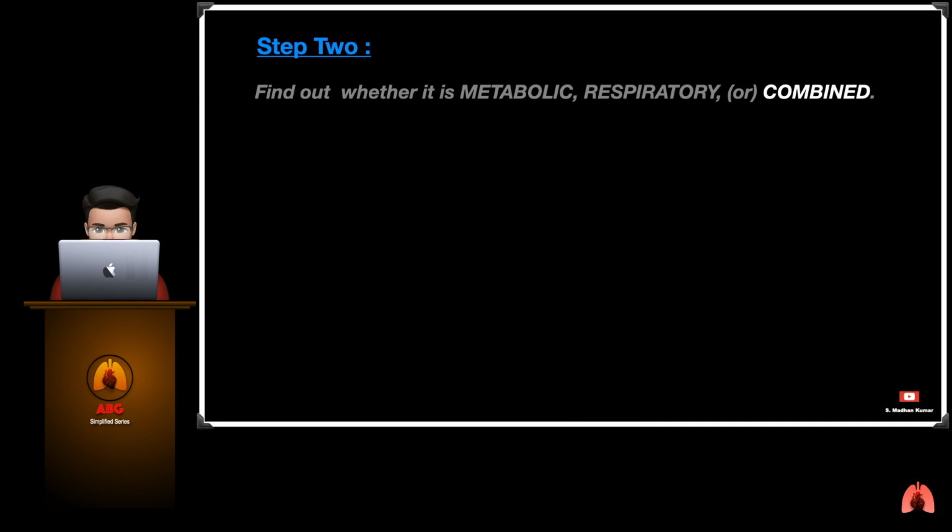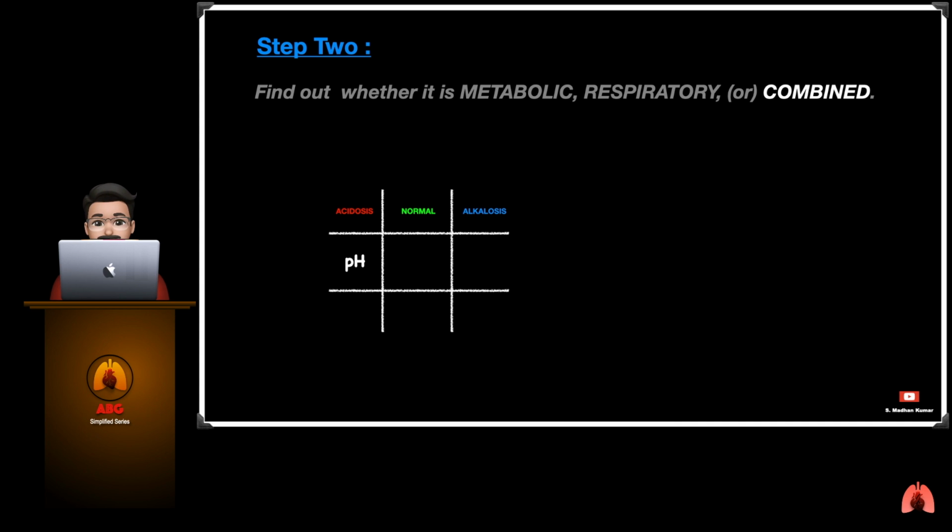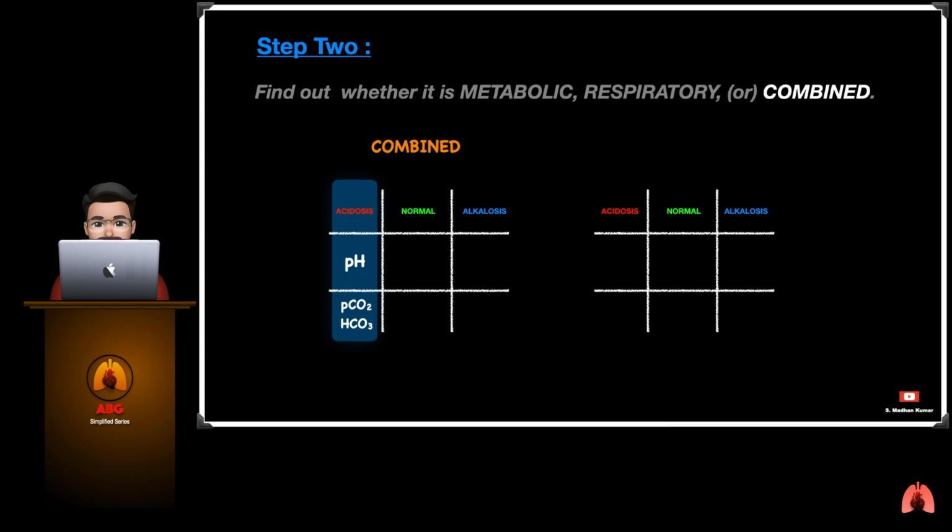Now let us see how to determine the values are combined. If the pH value aligns with both PCO2 and HCO3 in the same column, it is called combined or mixed, or otherwise called mixed respiratory and metabolic.